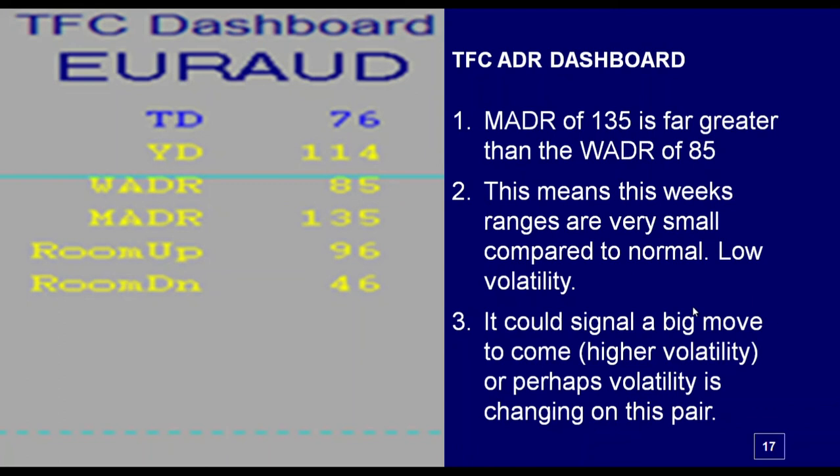It could signal, remember nothing's 100% in Forex, but it could signal a big move to come, high volatility. Or it may be the volatility is changing on this pair. That might be unlikely, but I would watch out for a big move in the Euro Aussie coming up. And if we do get that, I'll come back to you on it. Look, today's range is 76, yesterday was 114, but the monthly average is 135. The weekly is a lot less. Okay, and there you get the room up and room down figures. Loads of room either way if you're taking a long or a short.